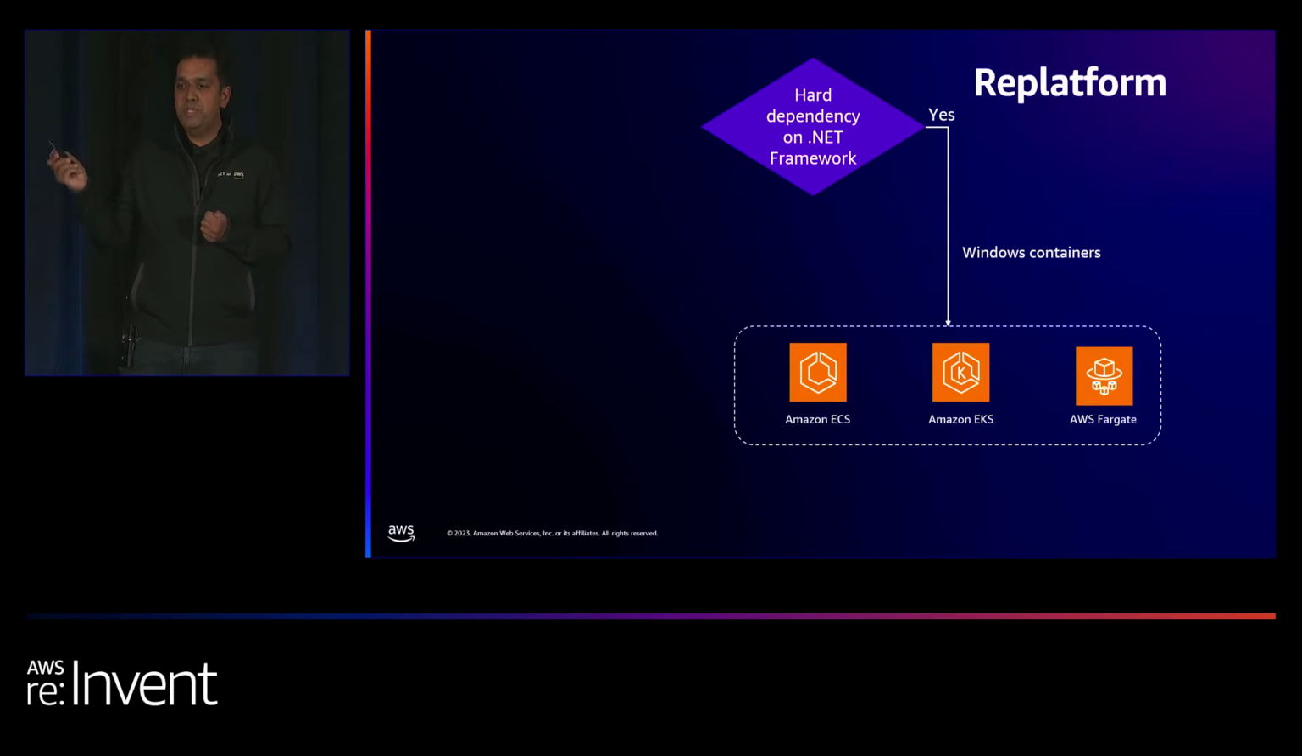EKS is same as ECS, except that it is based on Kubernetes. So if you're inclined towards using Kubernetes in a managed service on AWS, EKS is that service. AWS Fargate is serverless containers, which can allow you to deploy your .NET containers in a serverless fashion. We support Linux containers both on ECS and EKS with Fargate, and Windows containers with Fargate on ECS.